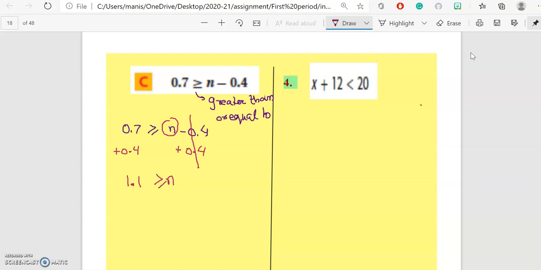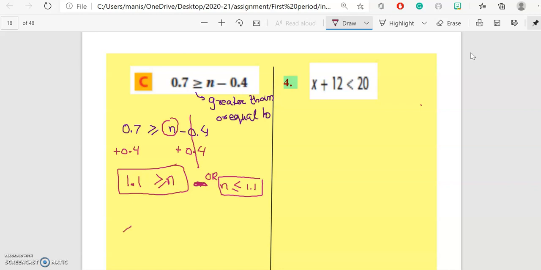Now this question is kind of different from other problems, because in this case n is on the right side. So what you can do is rewrite it like this, changing the place so n comes on this side. Now if I read this, it says 1.1 is greater than or equal to n. Or in simple words, n is less than or equal to 1.1. It is the same statement in two different ways.